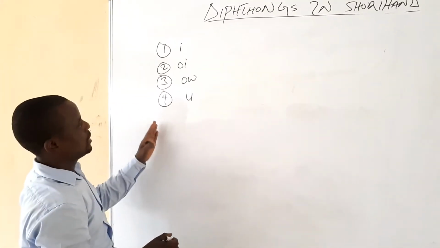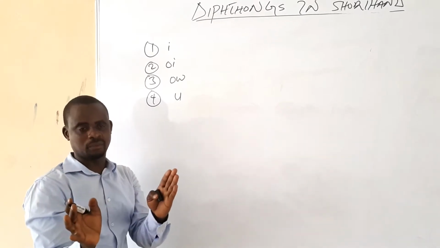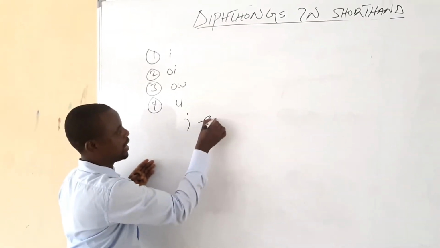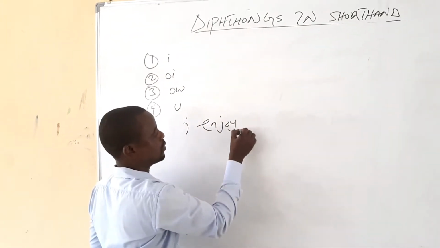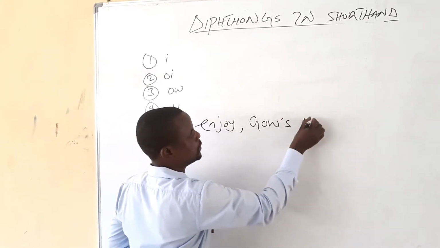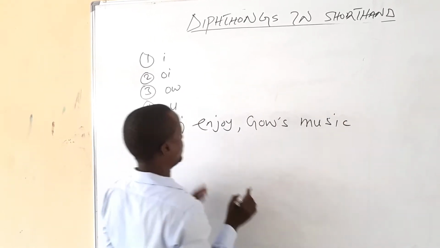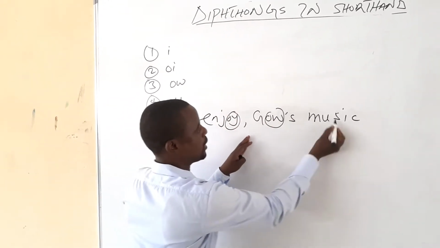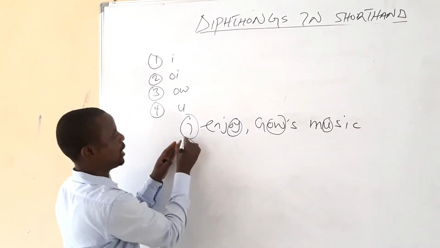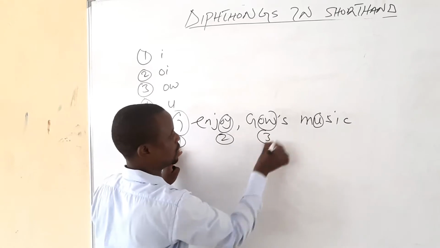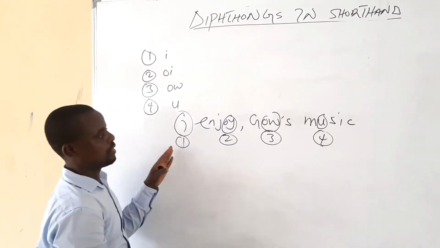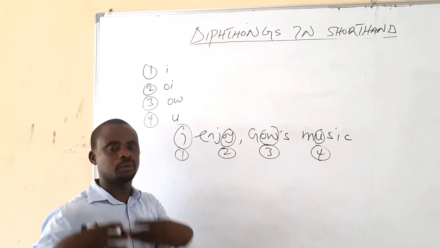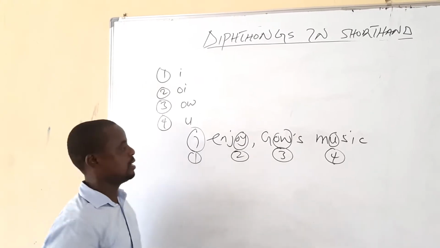as we said, can be formed into a sentence, so that as a student you can be able to memorize them. You can say, I enjoy God's music. So here I is a diphthong, then OI, then we have OW, then we have U. These are the 4 diphthongs in a sentence, so whenever you say I enjoy God's music, you can easily remember these 4 diphthongs.